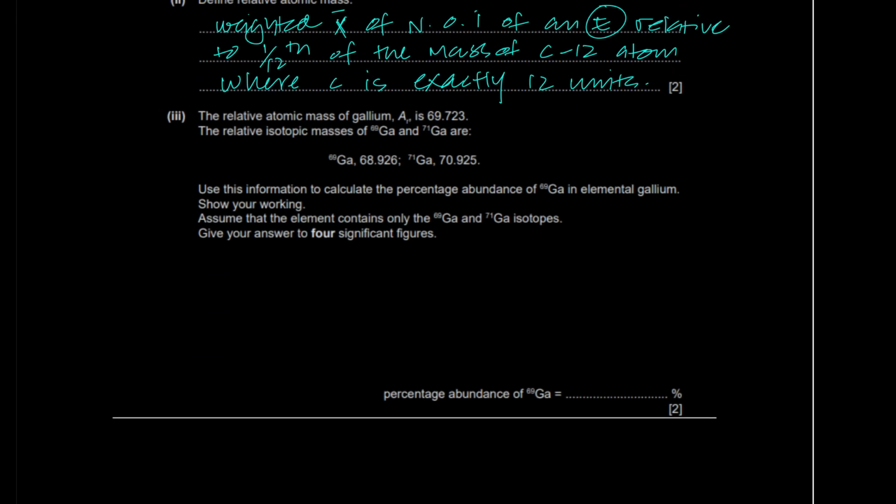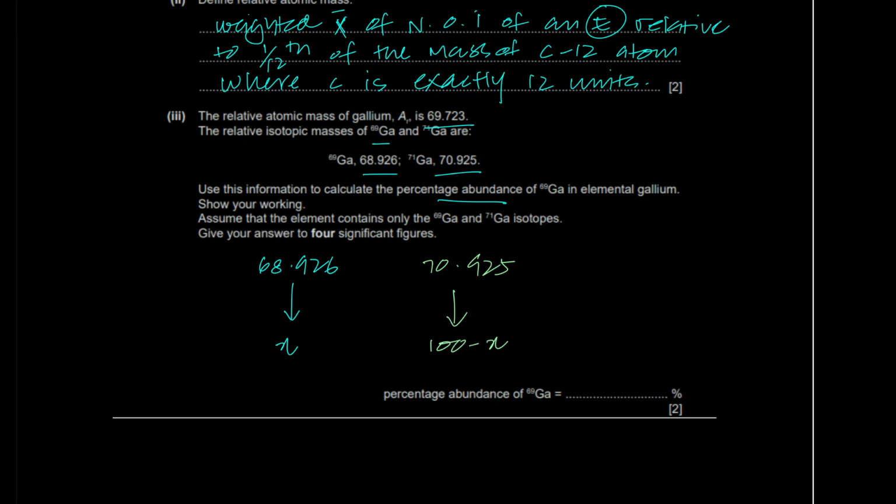The relative atomic mass of gallium is 69.723. The relative isotopic masses are 68.926 and 70.925. Calculate the abundance. See, we literally did the same question with chlorine in the morning. Remember calculation of abundance? So I have 68.926. I don't know the abundance, I'll call it X. And I know that this is 70.925. The abundance is going to be what?